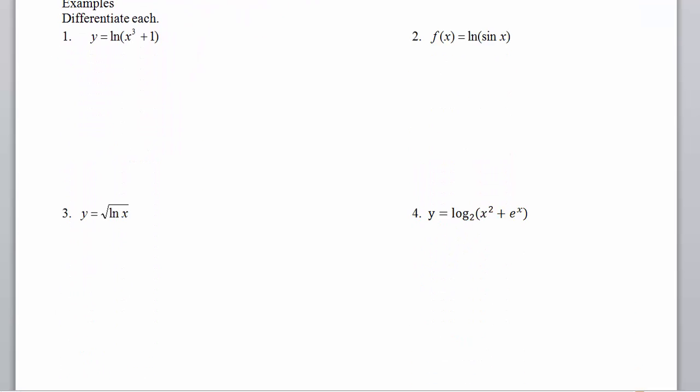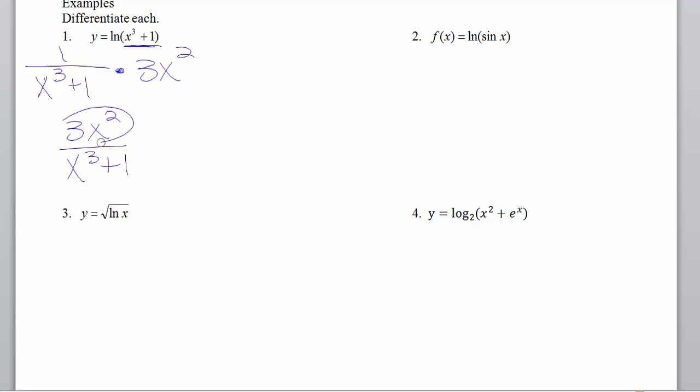Okay, so the first example, differentiate, it is a natural log. So I start and I'm just going to have 1 over x cubed plus 1. So it's just 1 over whatever's here times the derivative of this, which is 3x squared. So I could just write that answer as 3x squared over x cubed plus 1. So that's where the definition I just went over, you have the g prime of x, which is this, over itself, g of x.